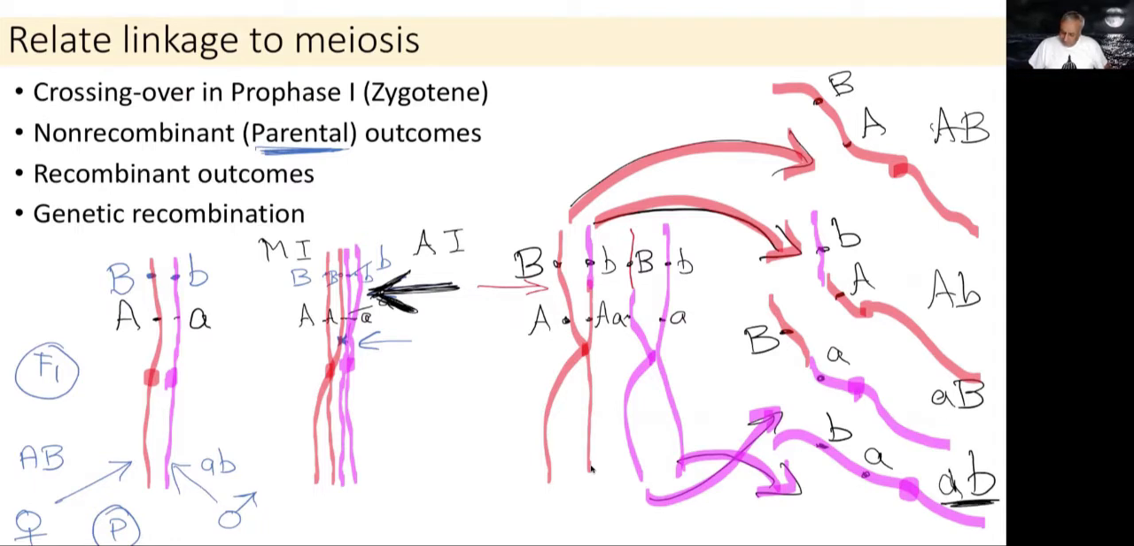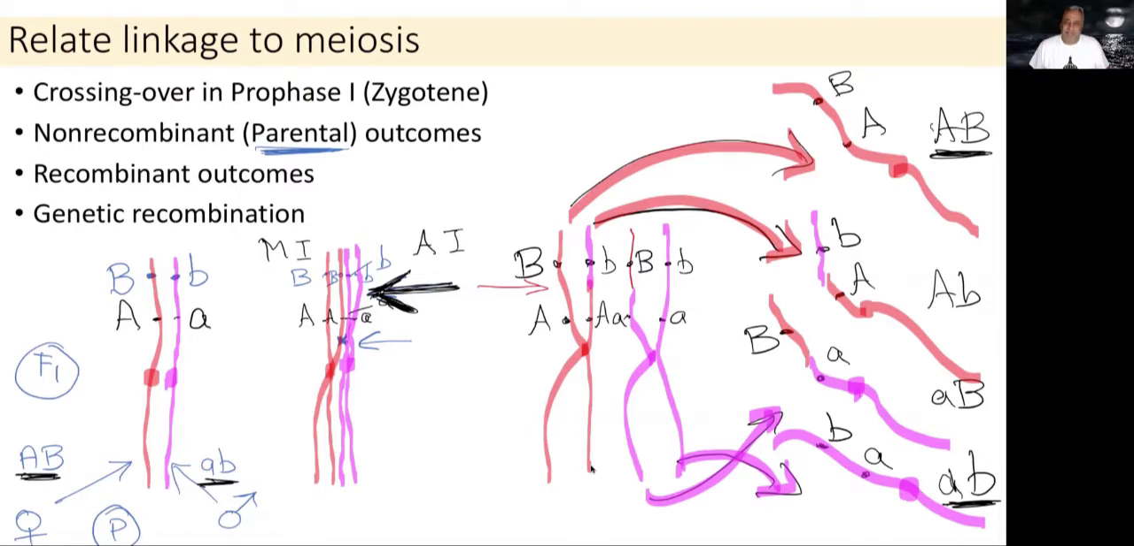So this still looks like the parental chromosome that was inherited by the F1. This still looks like the parental chromosome that was inherited by the F1, and is passing it unchanged onto the next generation.